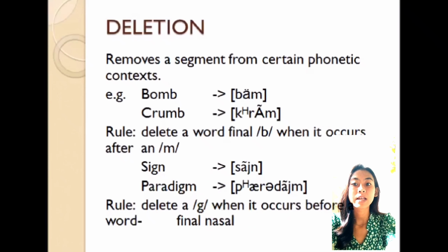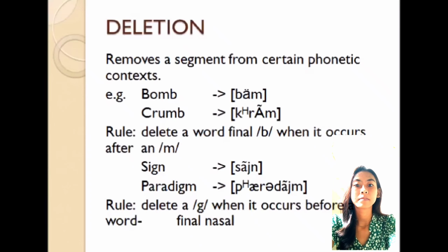And the last is deletion. It removes a segment from certain phonetic contexts. For example, bomb, chrome. Rule: delete a word-final b when it occurs after m. Signed, paradigm. Rule: delete a g when it occurs before a word-final nasal.